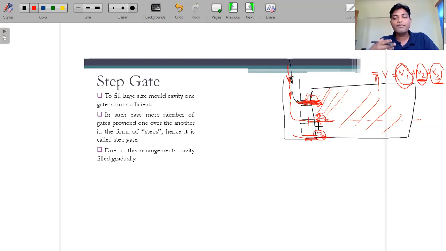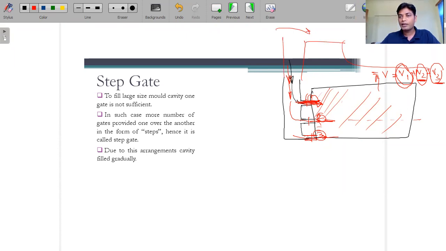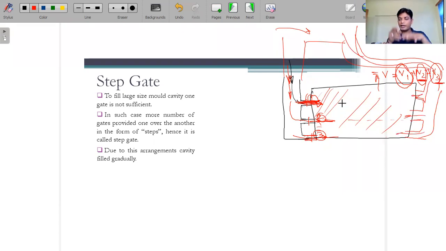Also, if we are increasing the volume of this mold cavity, then what we can do is we can connect this passage at the bottom, at the top, through the pouring basin. And we can connect the same kind of thing on this side. So this molten material can enter from this side as well. Again this time we have to calculate by using the different gates. So this is the step gate.